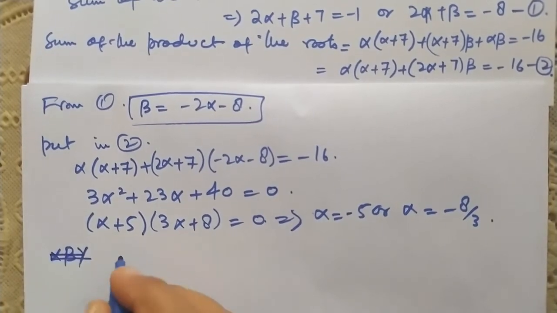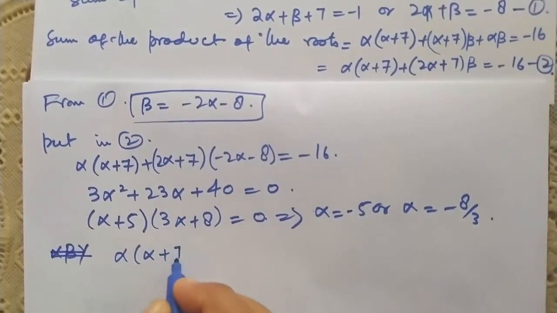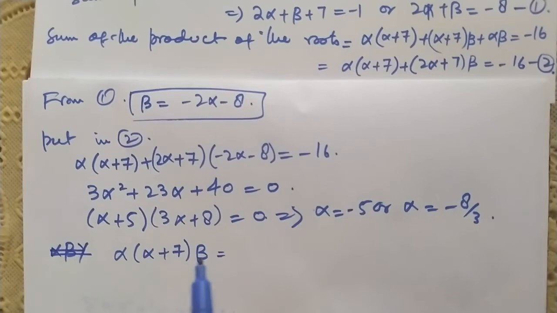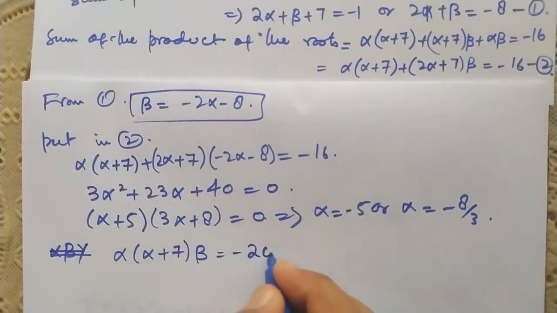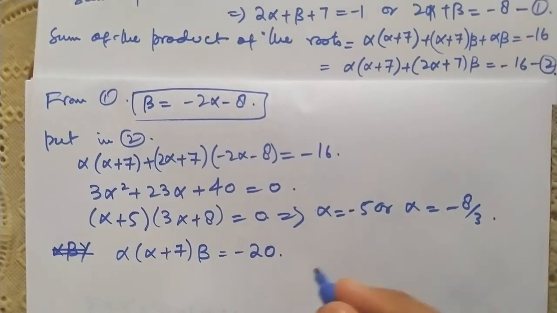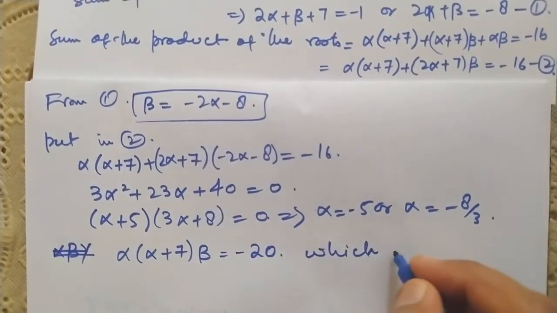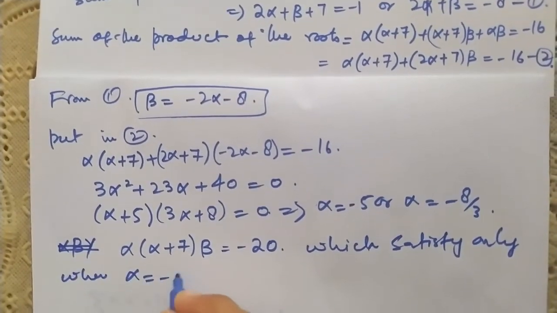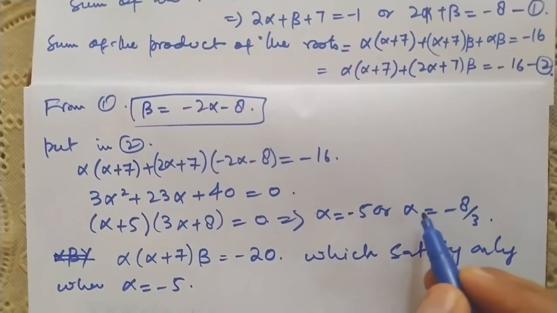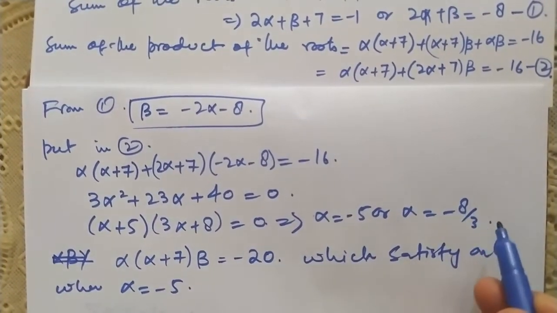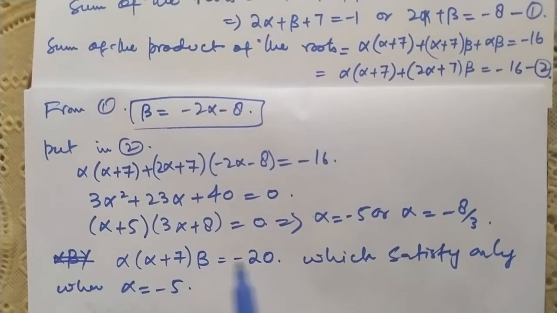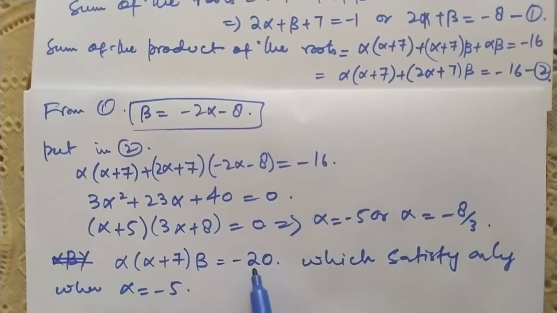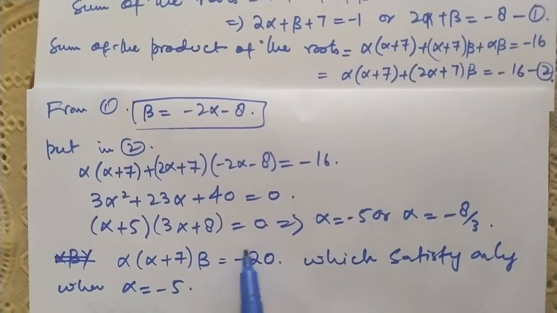So the product of the roots will be alpha times alpha plus 7 times beta. And you know, by the relations, the value of the product of the roots will be minus 20, right? And this is satisfied only when alpha is equal to minus 5. It means the value of alpha equal to minus 8 upon 3 will be discarded. Why? Because the product of the roots must be minus 20, and when you put alpha equal to minus 5 and then find the value of beta, you will get minus 20.